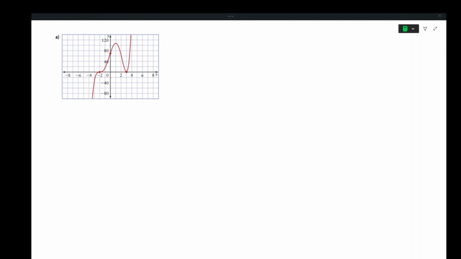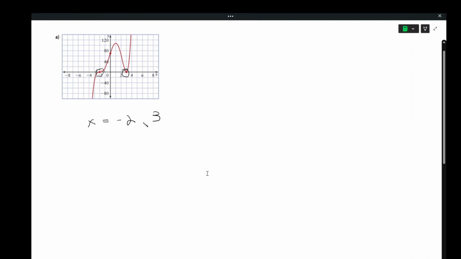Today I'm going to be showing you how to create a polynomial equation from a graph. The first thing we need to do is identify the x-intercepts. These are the points where the graph crosses or touches the x-axis. Looking at the graph, we can see that the graph crosses the x-axis at x is equal to -2 and touches the x-axis at x is equal to 3. That tells us that our factors are x plus 2 and x minus 3.